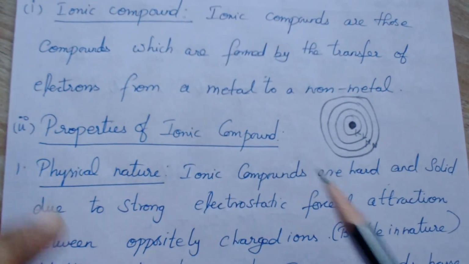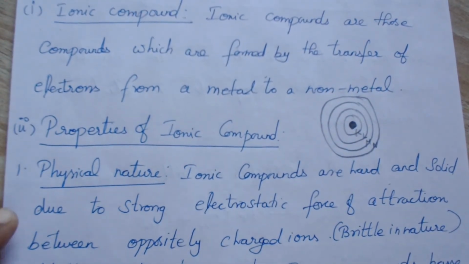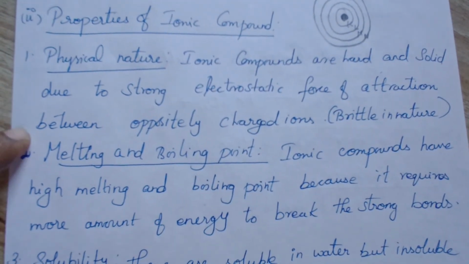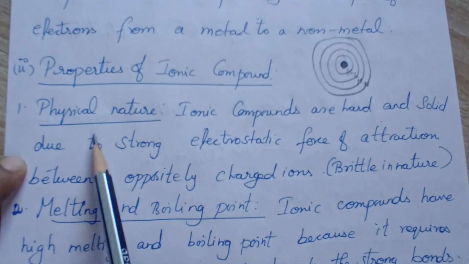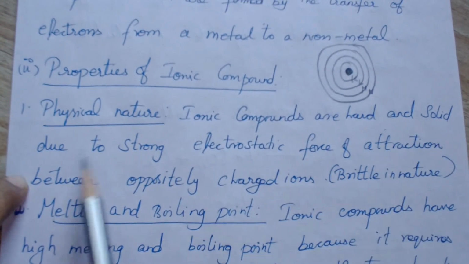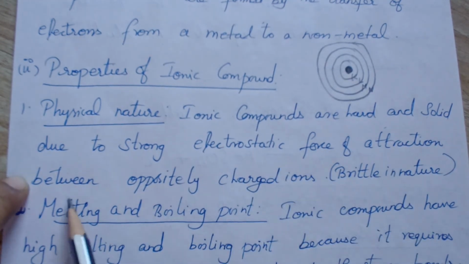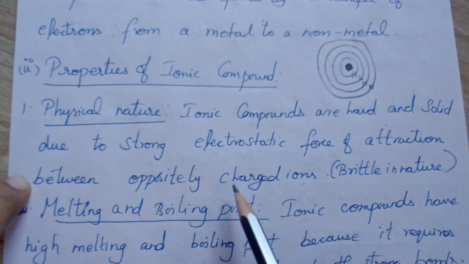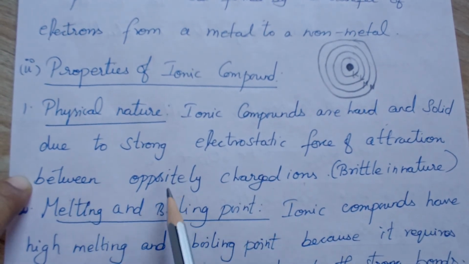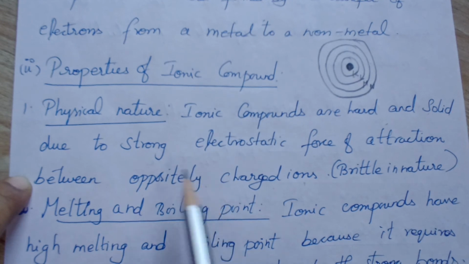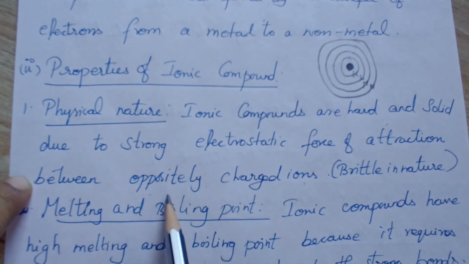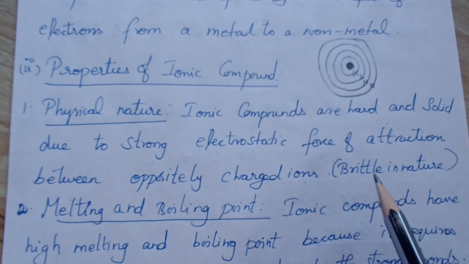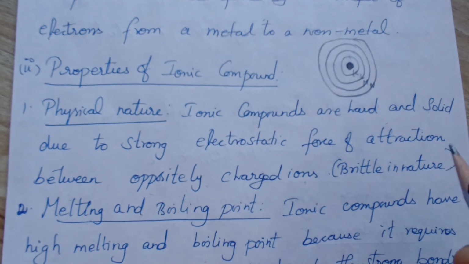Next, we'll have some specific properties of ionic compounds. What are the properties we are going to learn? Physical nature, melting and boiling point, solubility and conduction of electricity. It's very easy. Physical nature: ionic compounds are hard and solid due to the strong electrostatic force of attraction between oppositely charged ions. Since Na+ and Cl- are oppositely charged ions, their attraction is very strong. But it is brittle in nature. If you apply pressure, it will break, like glass.